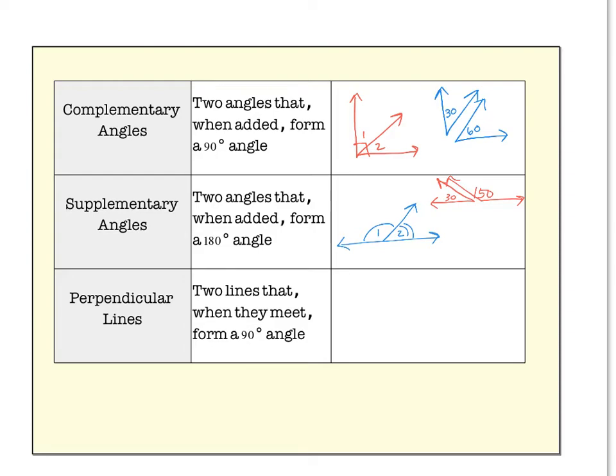And then finally, we have perpendicular lines. 2 lines that, when they meet, form a 90 degree angle. Perpendicular lines look like this. They cross at 90 degrees. The symbol for perpendicular, this is important. You're going to see this sometimes. The symbol is an upside down T. So I could say, like, this is line M and this is line N. And the way that I could write that is I could write M is perpendicular to N with that upside down T.